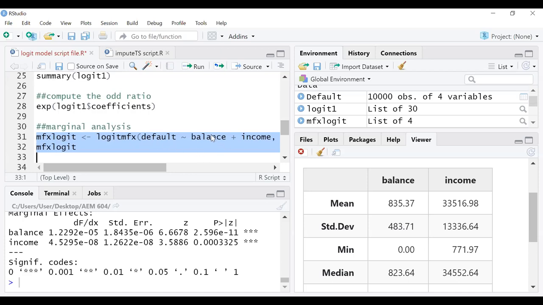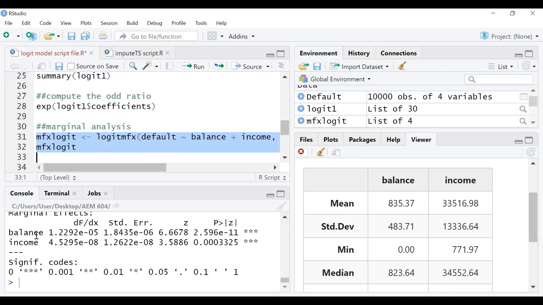We want to see how balance and income affect the probability of credit card default. Now we come to our marginal effect. This is positive, it's not negative. It's 1.222 something. So this is showing us that if my balance increases, since it's positive, and my balance is measured in currency, if my balance increases by a unit, the probability that I am going to default is very low.